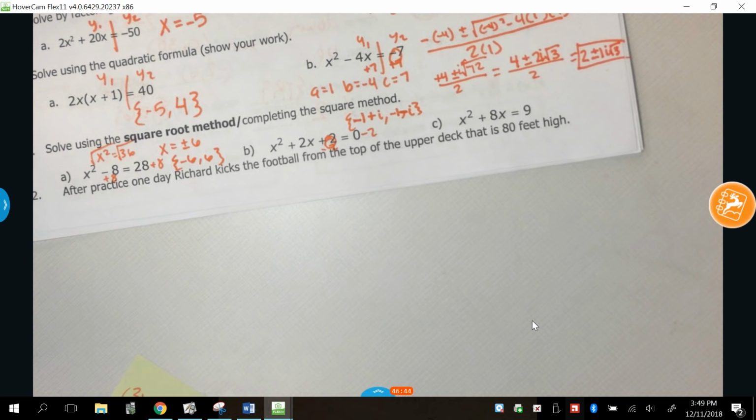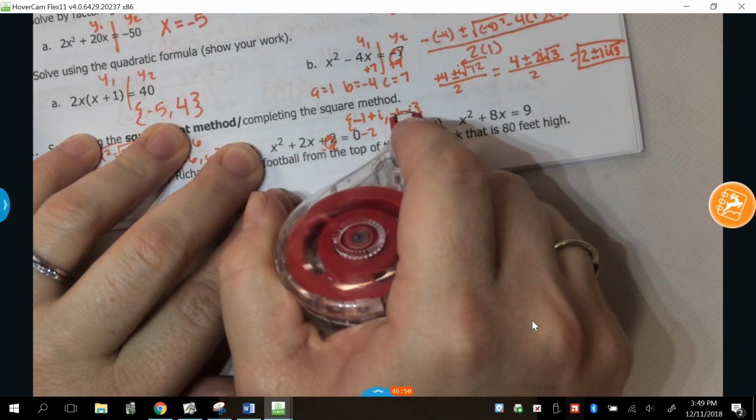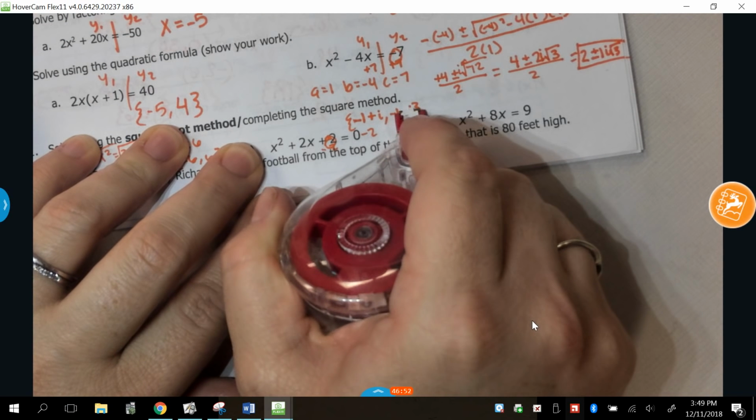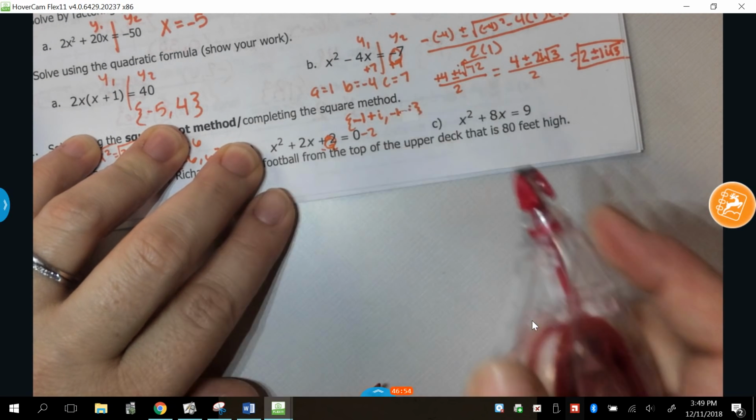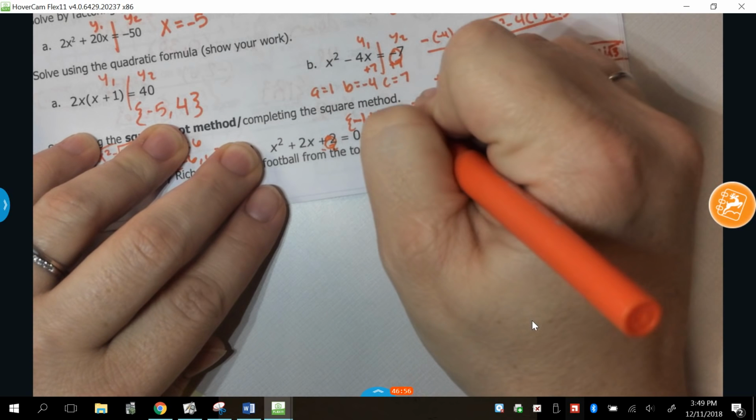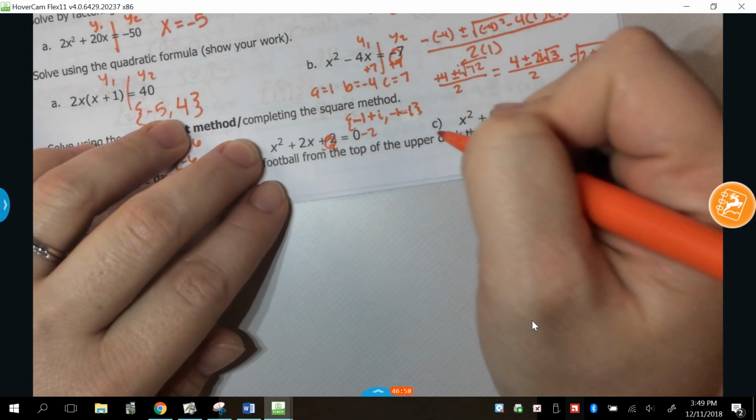Okay. Somebody left this in my room today. I'm obviously not very good at using it. Okay.